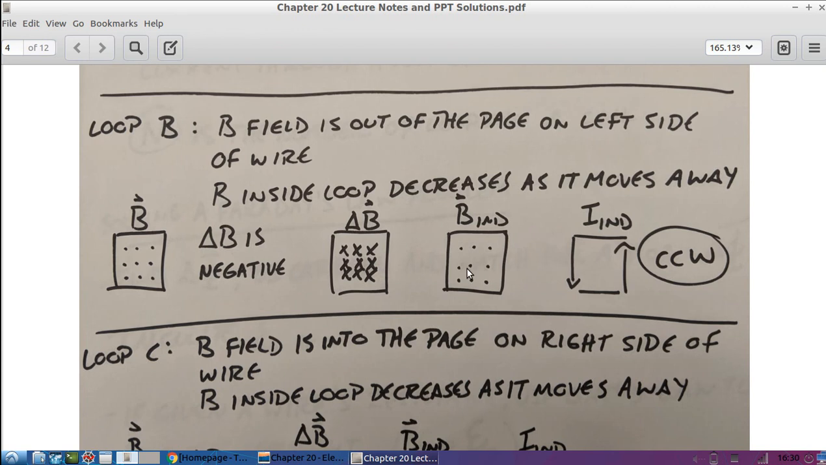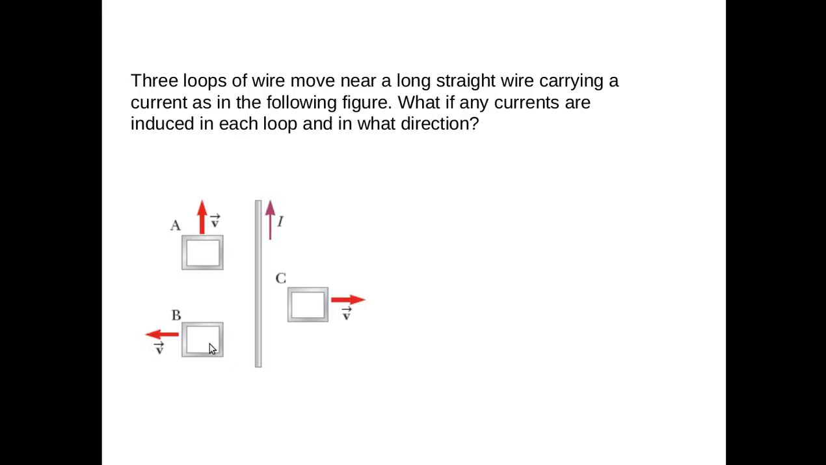Right hand rule: point your thumb towards you, and curl your fingers around the loop. You're going to be curling them in the counterclockwise direction. So I induced for loop B is counterclockwise. B is coming out towards you, but B is getting weaker. So delta B is into the page. That means B induced is back out of the page. Right hand rule tells me counterclockwise loop.